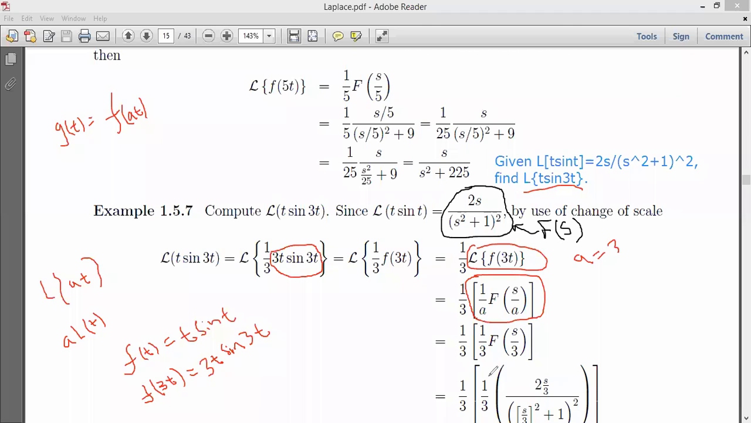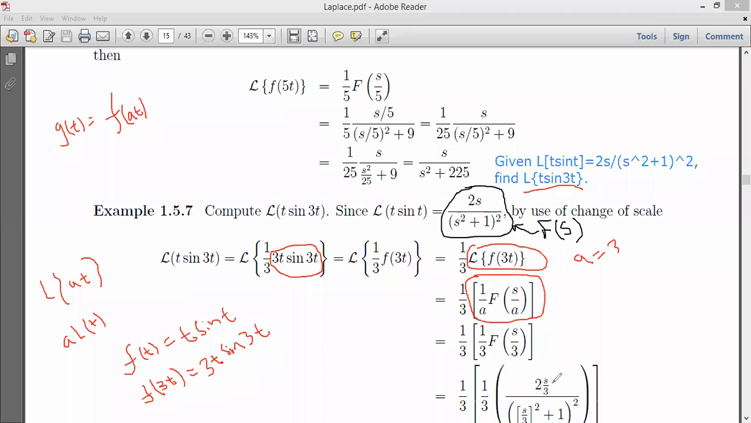So if this is F of s, it means for F of s over 3, we just divide the s's here by 3. That's why there is a third here, guys. Don't mess up the thirds. The third you see out here came from the identity. Then the other third that you see here comes from the change of scale. That is the 1 over 3, F of s over 3.